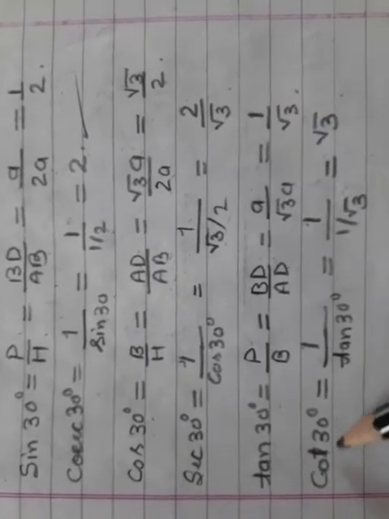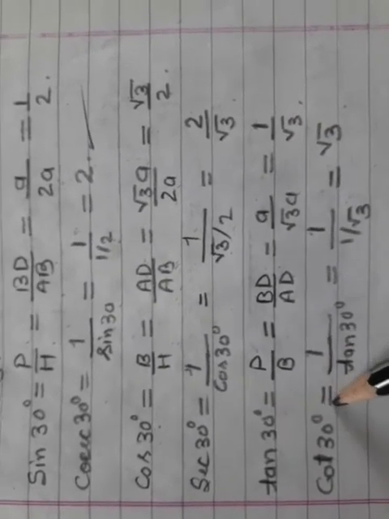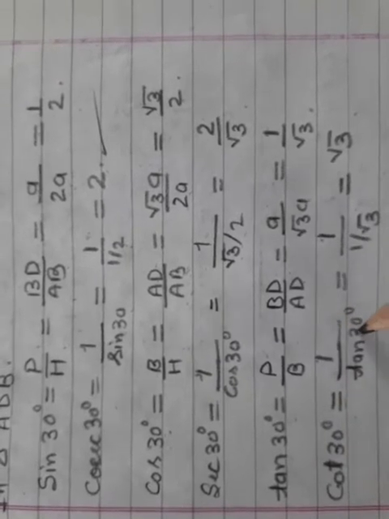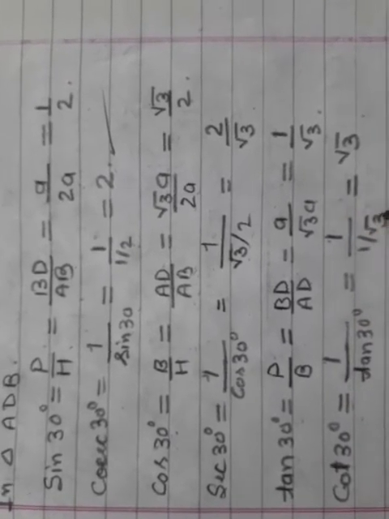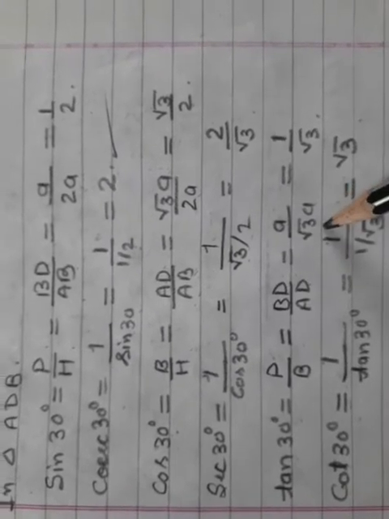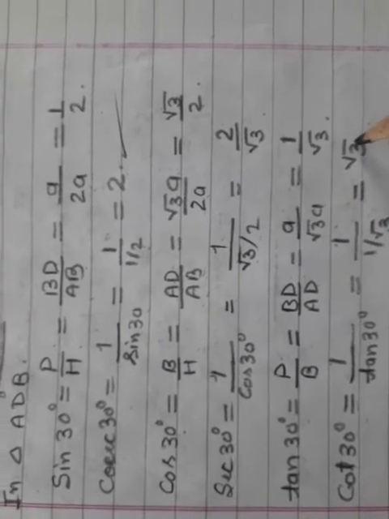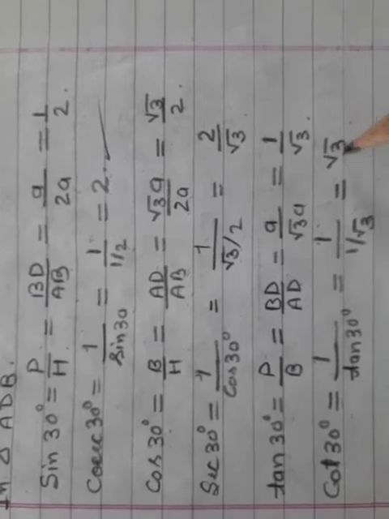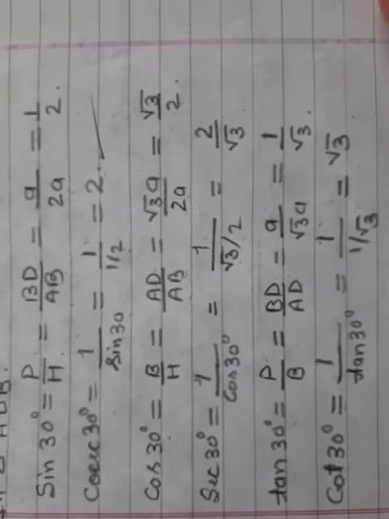And cot 30 is just the opposite of tan 30. So 1 upon tan 30 is equal to 1 upon 1 by under root 3. So this root 3 goes up. So root 3 by 1. So this one is under root 3. Clear?